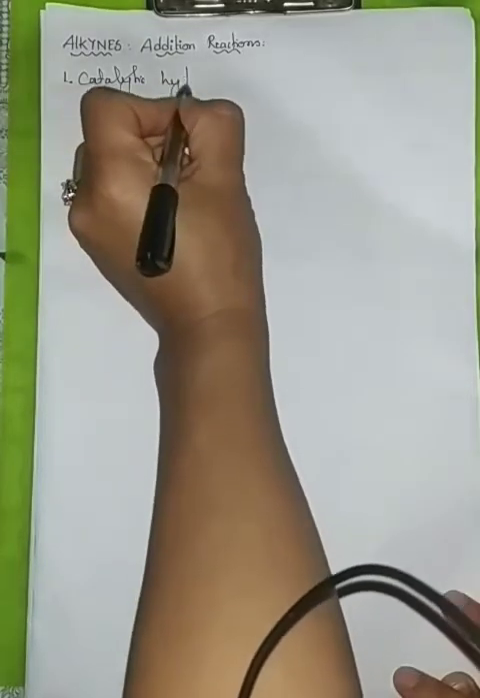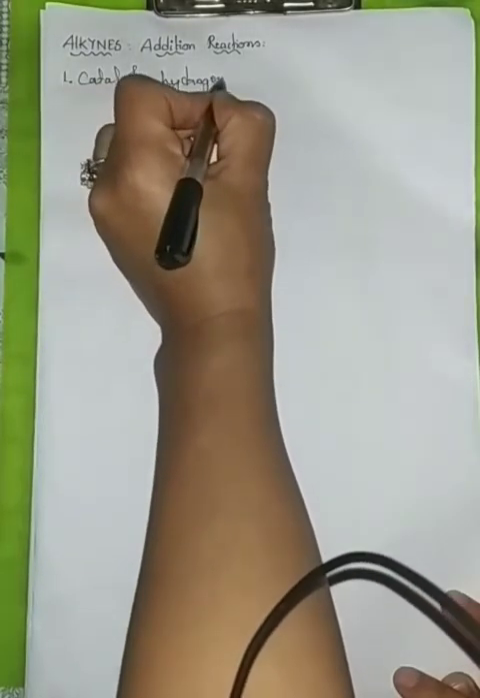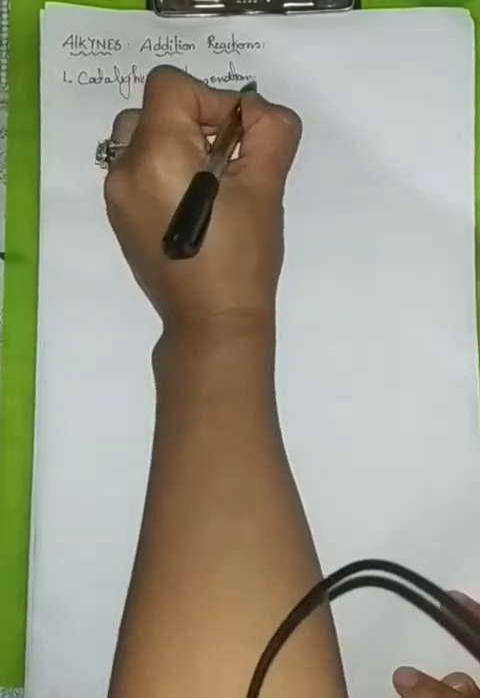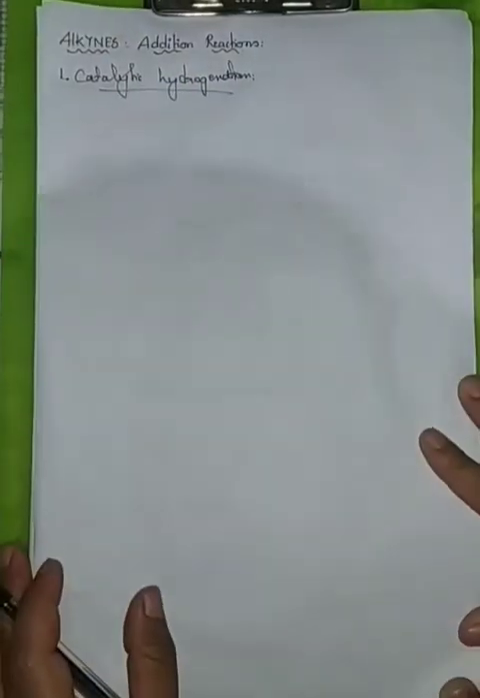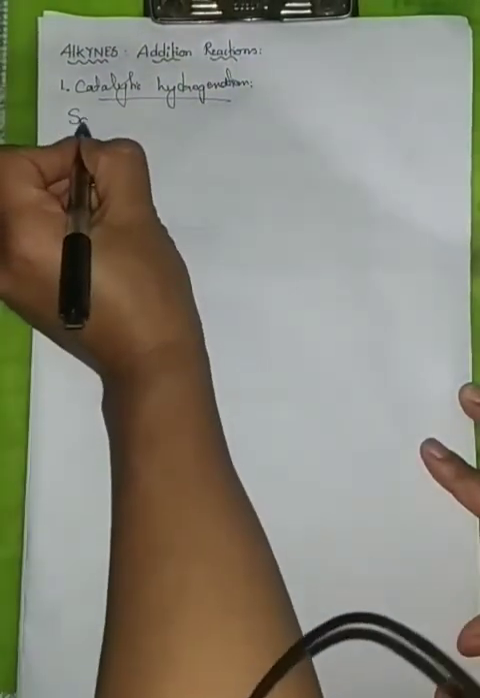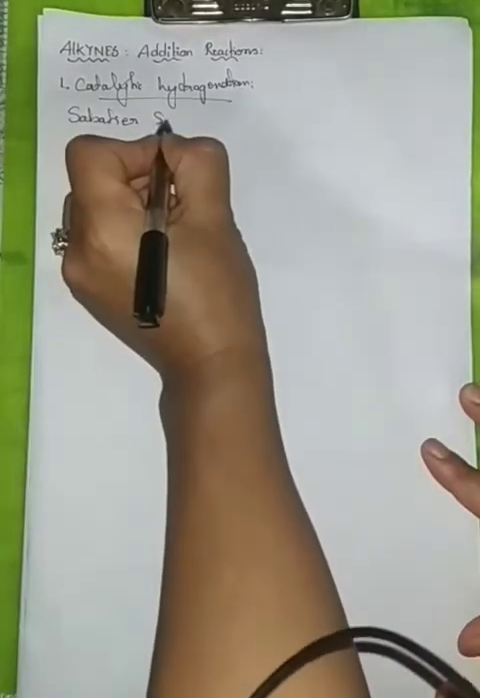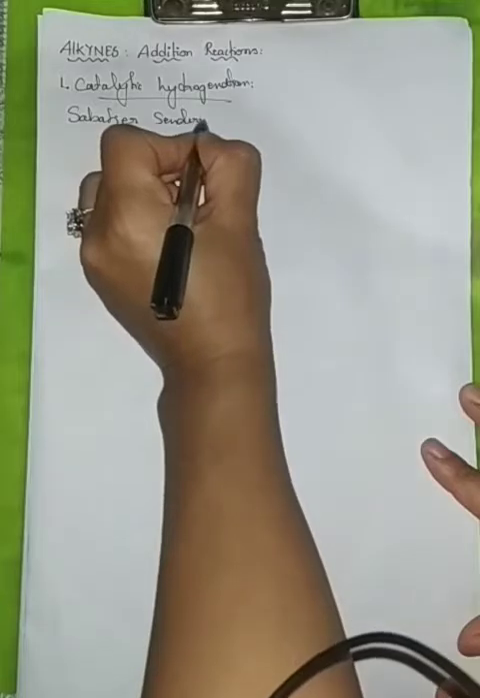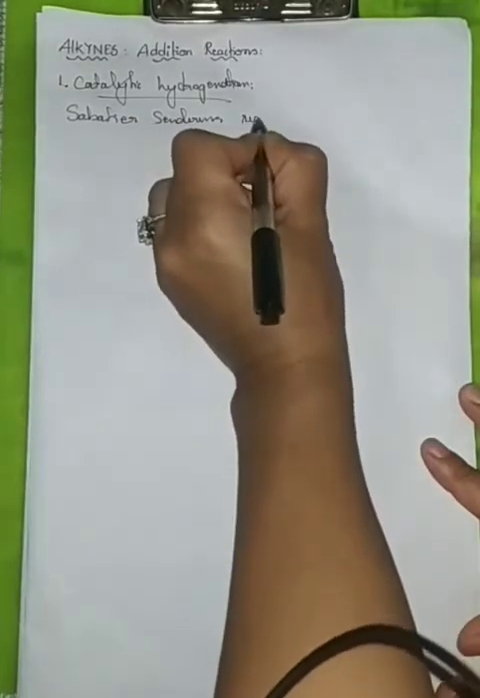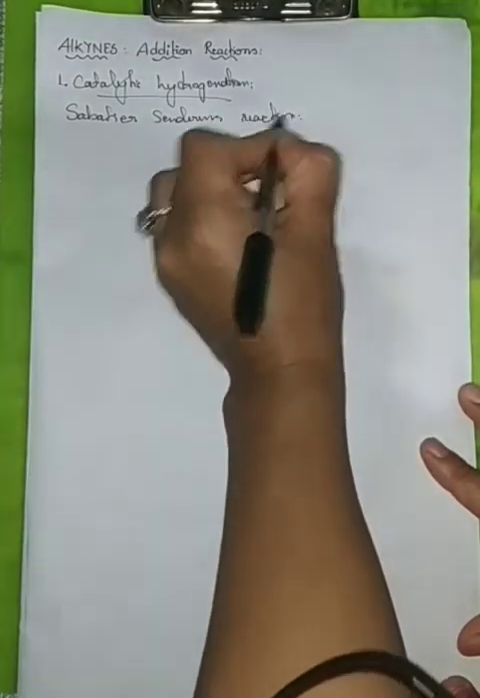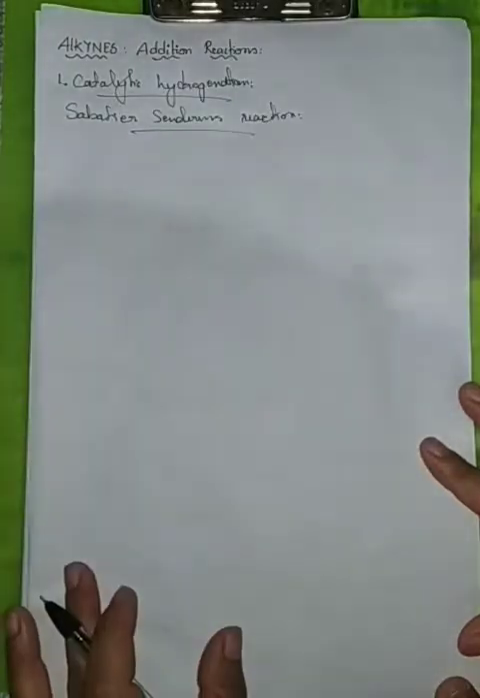Now first let's check the first type of addition reaction, that is catalytic hydrogenation. Catalytic hydrogenation means addition of dihydrogen. This reaction is also known as the Sabatier-Senderens reaction.